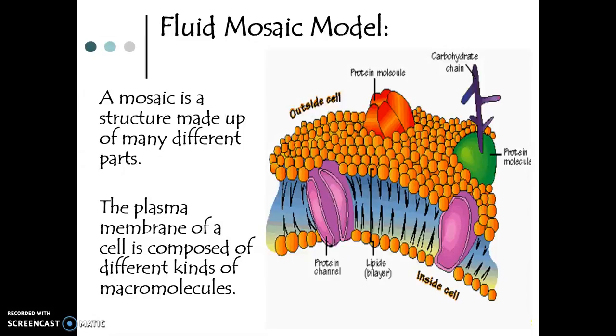And a mosaic, you may have seen artwork that is called a mosaic, where it's made up of lots of different things, such as stained glass windows are made up of a bunch of different stained glasses to create a picture. So that's why we call this a fluid mosaic, because it's made up of lots of different proteins inside the phospholipids. Okay, so we've got a lot of names for this organelle. Make sure that you know them and that you know that they're all talking about the exact same thing when you hear them. Cell membrane, plasma membrane, phospholipid bilayer, and fluid mosaic.